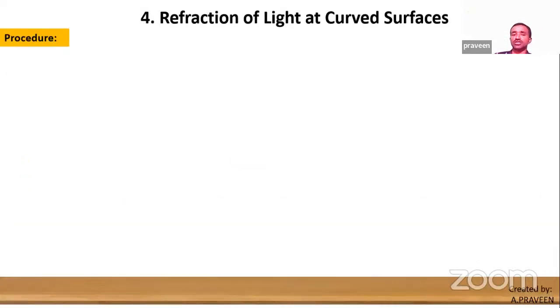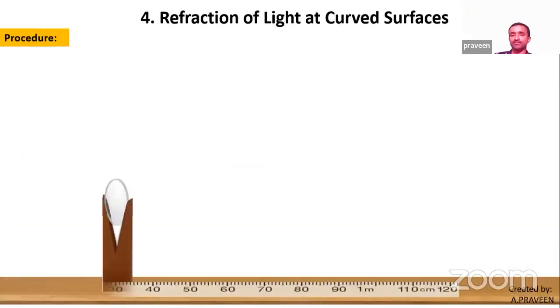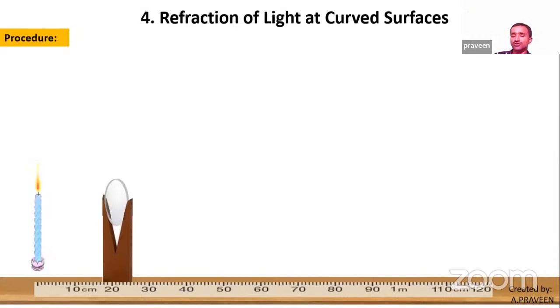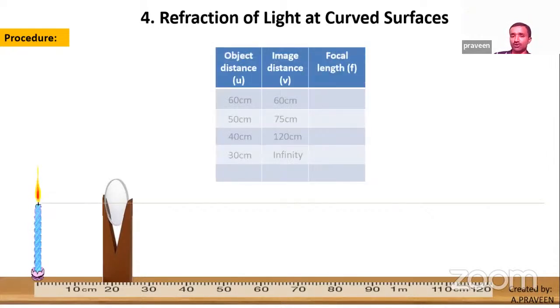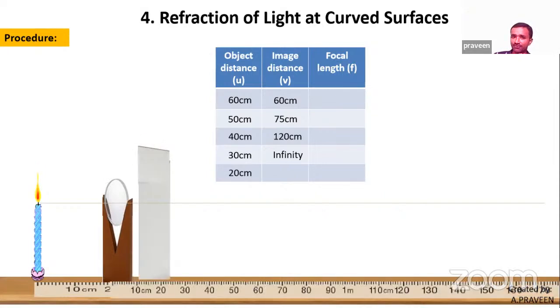Then change the position to 20 centimeters from the lens. Now try to see that image on the surface of the screen. So move the screen first after noting the value in your table. Then slowly move the screen away from the lens. No image.